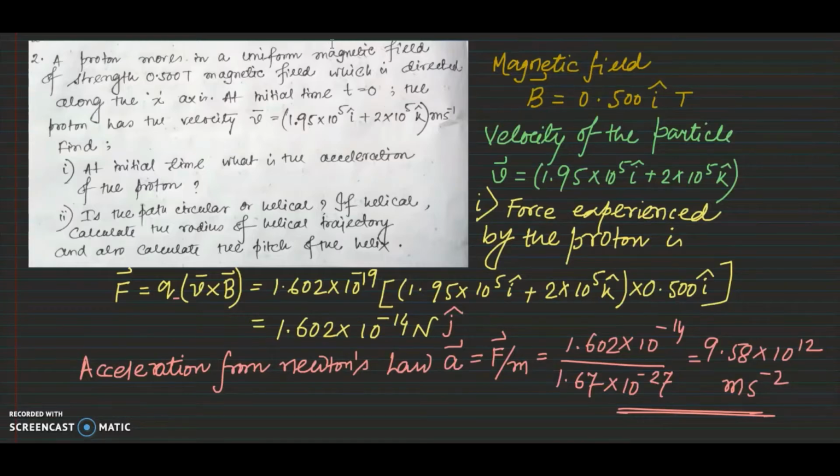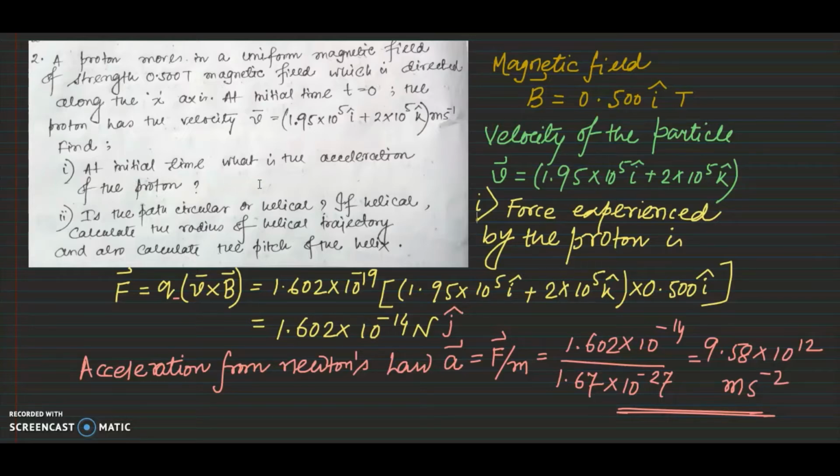Now this is the second problem. It states: a proton moves in a uniform magnetic field of strength 0.5 Tesla, and the magnetic field is directed along the x-axis. At the initial time t equal to 0, the proton has a velocity v vector. You can see that the velocity has two components, one along i cap and another along the z-axis, where the unit vector along the z-axis is k cap. So velocity has this kind of expression.